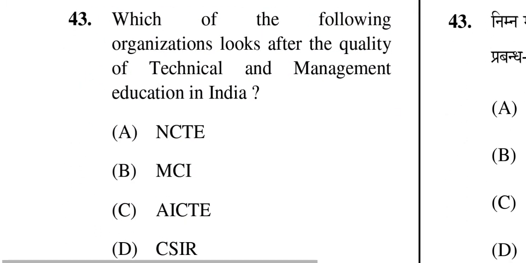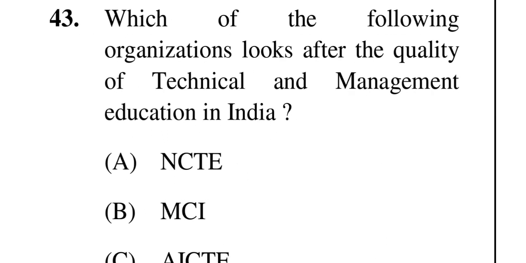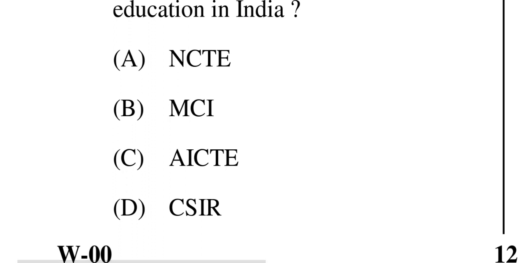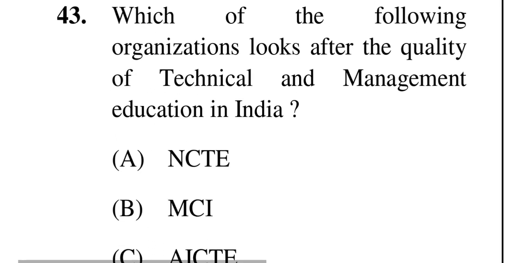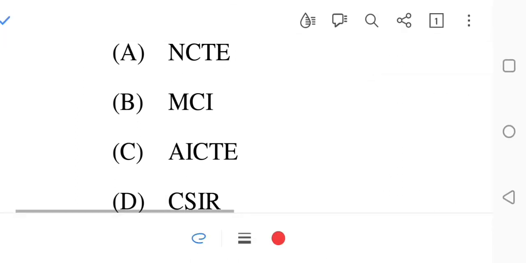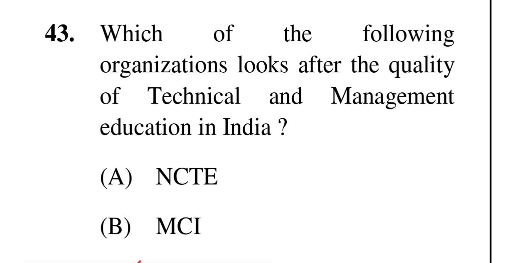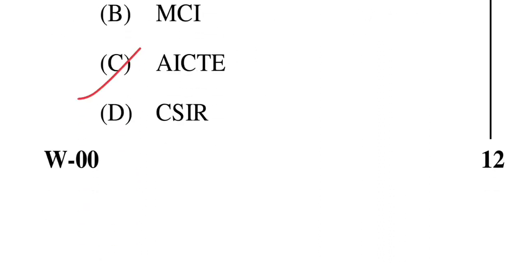43. Which of the following organizations looks after the quality of technical and management education in India? NCTE, MCI, AICTE, CSIR. The correct answer of 43 will be C, AICTE. It is the organization that is related to technical and management education.